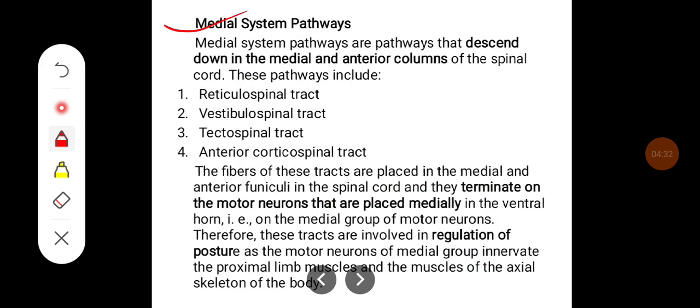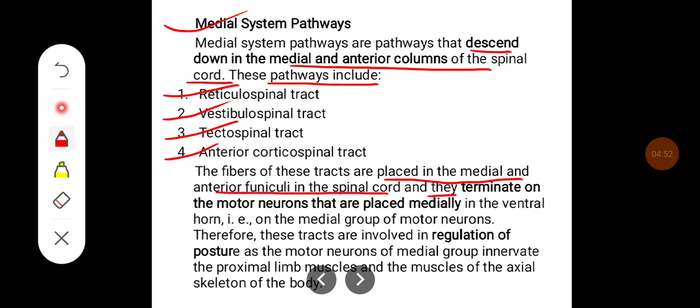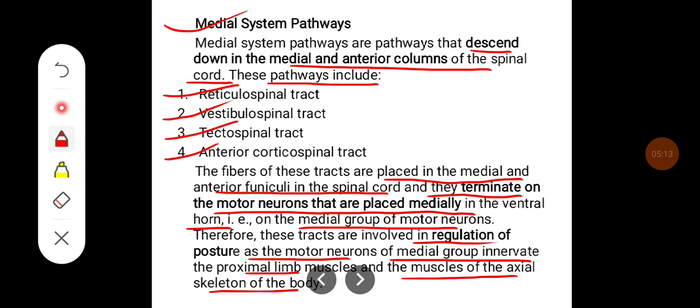Medial system pathways are pathways that descend in the medial and anterior columns of the spinal cord. These pathways include the reticulospinal tract, vestibulospinal tract, tectospinal tract, and anterior corticospinal tract. The fibers of these tracts are placed in the medial and anterior funiculi in the spinal cord, and they terminate on the motor neurons that are placed medially in the ventral horn, that is, on the medial group of motor neurons. Therefore, these tracts are involved in the regulation of posture, as the motor neurons of the medial group innervate proximal limb muscles and the muscles of the axial skeleton of the body.